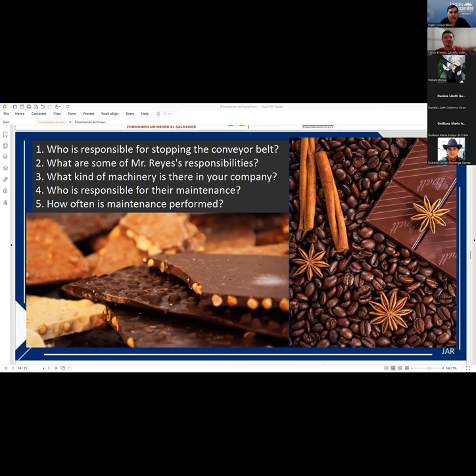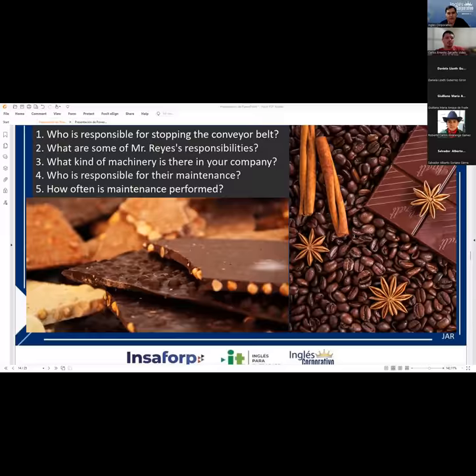Now, who is responsible for the maintenance of the machines? Mine is the maintenance team, the supervisor of the maintenance team. How often is maintenance performed? Once a year, twice a year, once a month? In this machine of chocolate, I think the maintenance is every week. Or maybe at the end of the day. Could be another thing. Excellent. Let's move on.